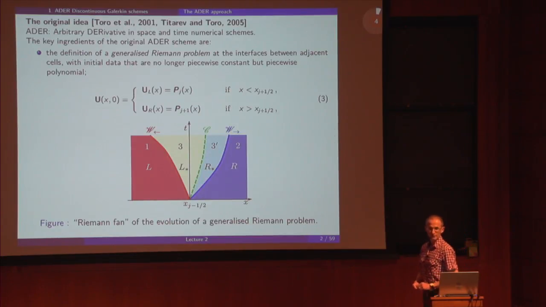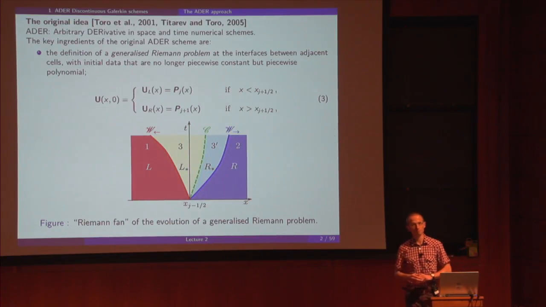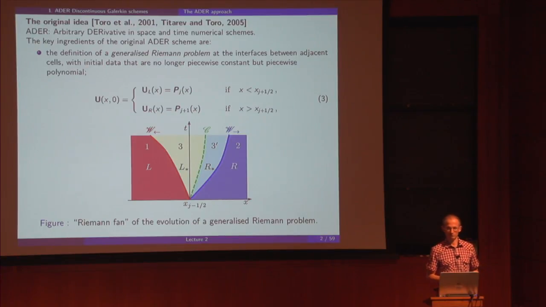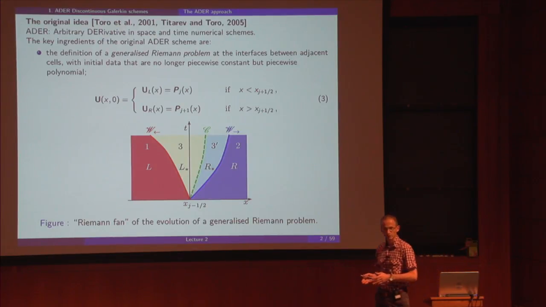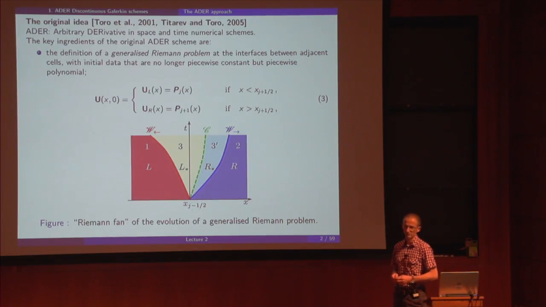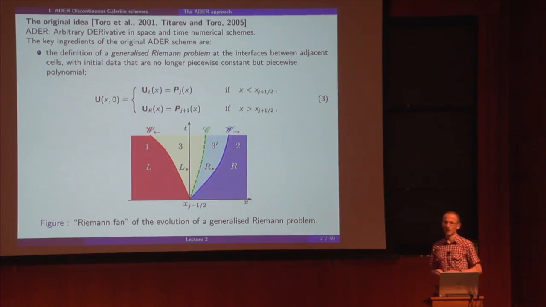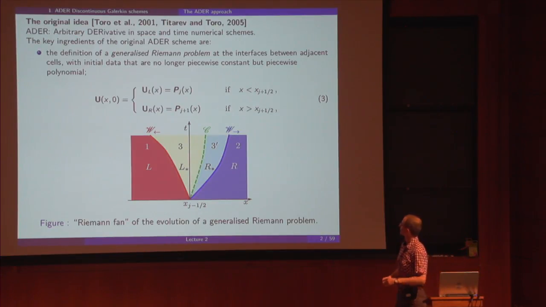There are two versions of ADER: an original one, which dates back to 2001, and then a more recent one, which is the one we will see in the code, and is actually what we currently use in our simulations because it's more flexible. But it's worth paying attention also to the original version because it contains the main idea. ADER is this acronym, arbitrary derivative in space and time numerical schemes, and it contains a few ingredients.